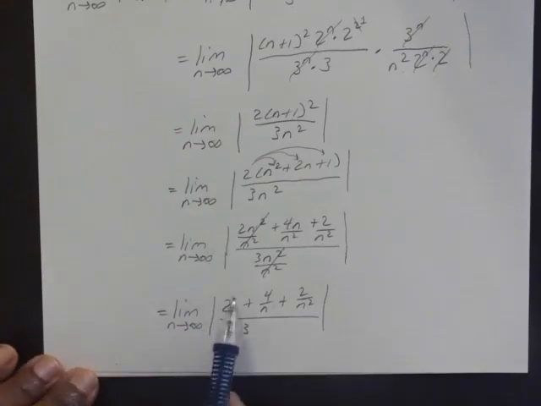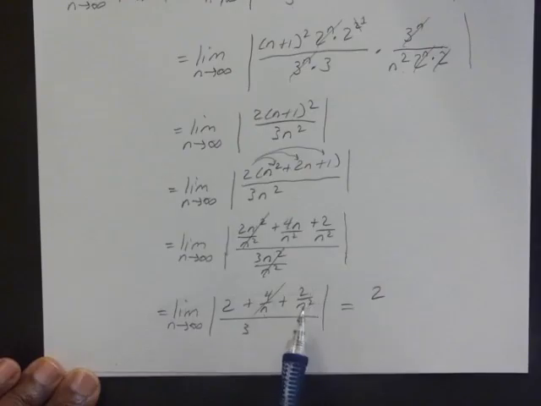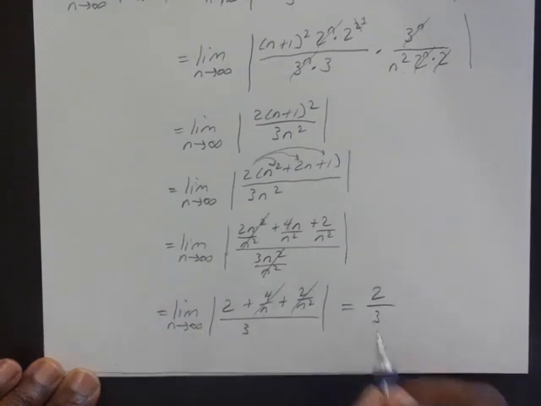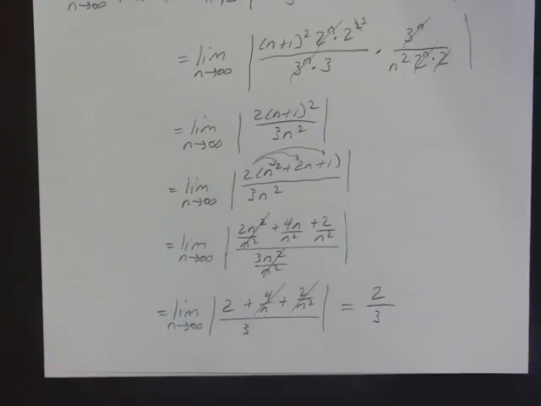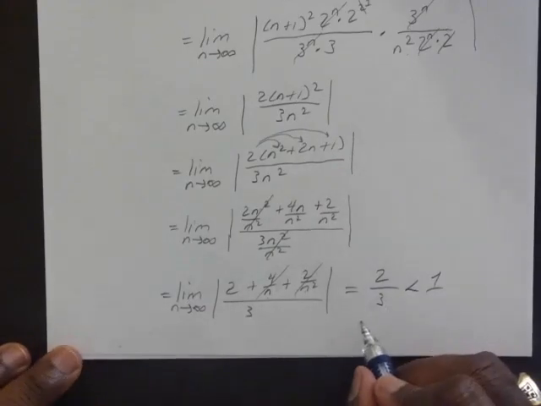So if you apply the limit to each term, you know the limit of 2 is just 2. The limit of a constant divided by a number getting bigger and bigger is 0. So that one just becomes 0. Same with a constant divided by a number getting bigger and bigger becomes 0. Divided by the limit of 3, which is 3. So it's the absolute value of 2/3, which is just 2/3, which is less than 1. So since that limit is less than 1, we know that it is convergent.